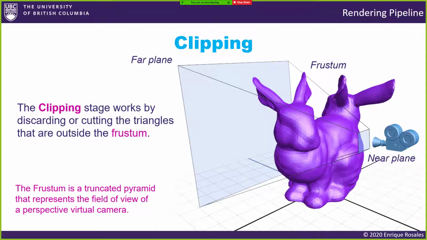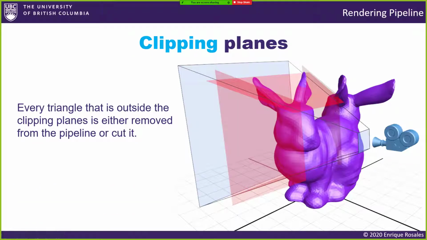Okay. So this truncated pyramid, again, has a near plane and a far plane, but it also has top, bottom, right, and left planes. So these will be cutting planes from which we determine whether the vertices of my model are inside these clipping planes or outside these clipping planes. Okay. So every triangle that is outside the clipping planes will be either removed or cut.